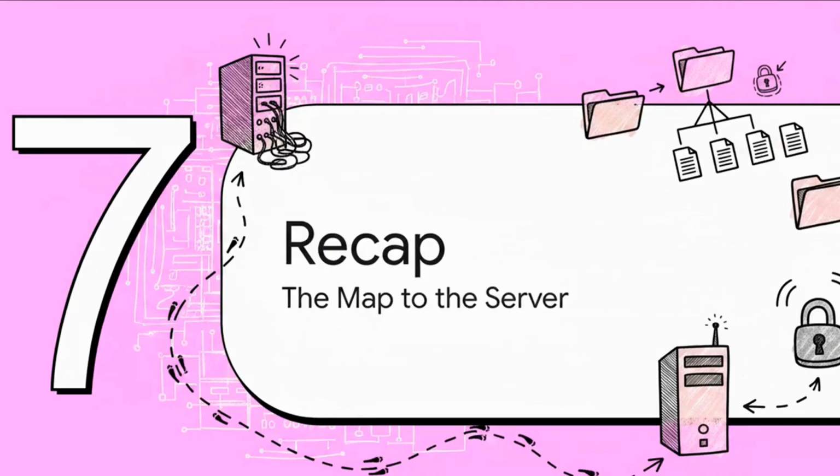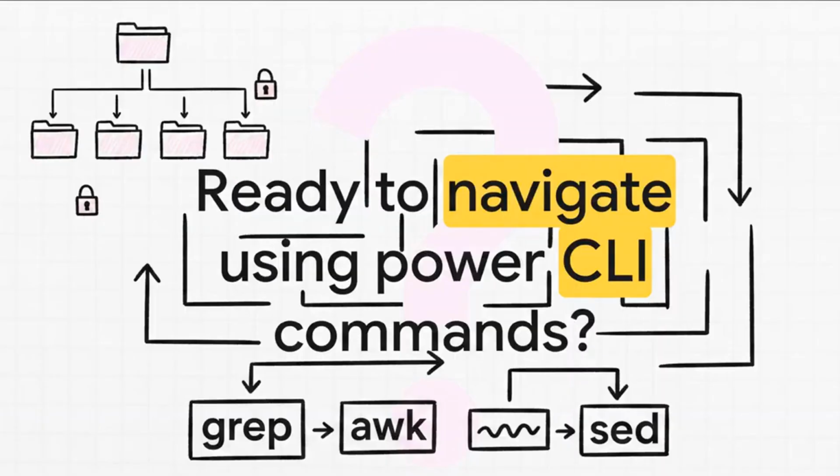To recap, you now have the map to the server. The main takeaway here is that you absolutely do not need to memorize every single folder on a Linux machine. You really just need to understand the logic of the single root tree, the universal standard, and strict file permissions to keep your systems online and secure.